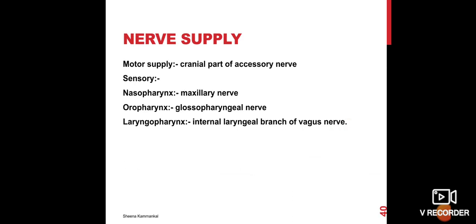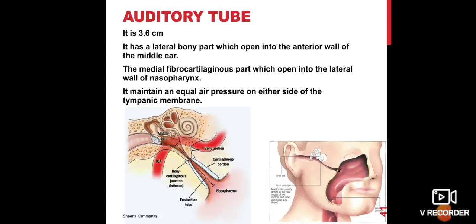Regarding its nerve supply, it is supplied by the cranial part of the accessory nerve, that's the 11th cranial nerve. Then for sensory supply, the nasopharynx is supplied by the maxillary nerve, the oropharynx by the glossopharyngeal nerve, and the laryngopharynx by the internal laryngeal branch of the vagus. Three areas are supplied by three different nerves. The nasopharynx is supplied by the nerve which supplies the nasal cavity itself, that is the maxillary nerve. But the oropharynx is supplied by the nerve which supplies the tongue, that's the glossopharyngeal nerve. The laryngopharynx is supplied by the nerve which supplies the larynx, that is the internal laryngeal nerve, which is a branch of the vagus.